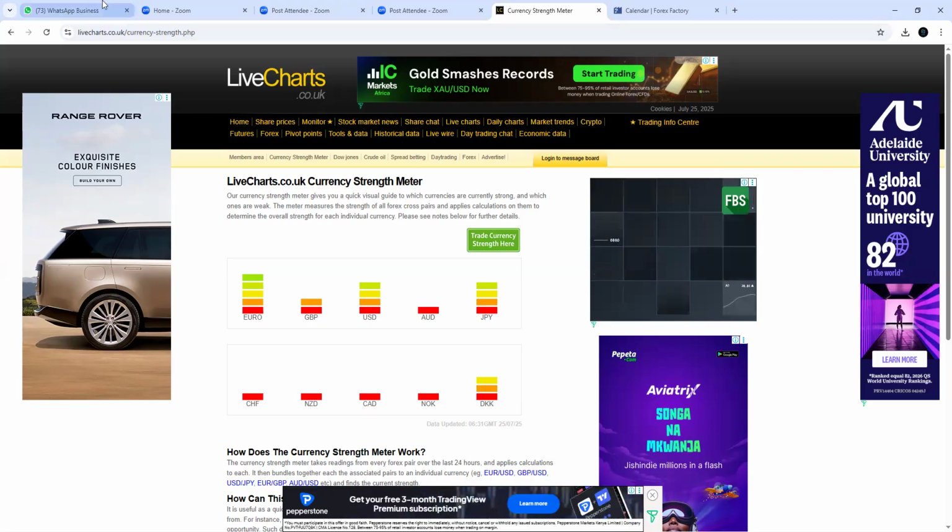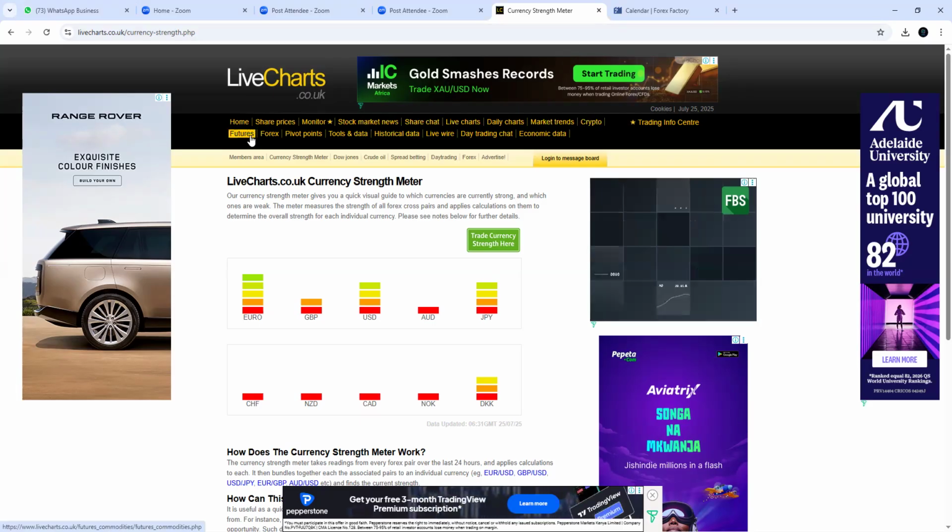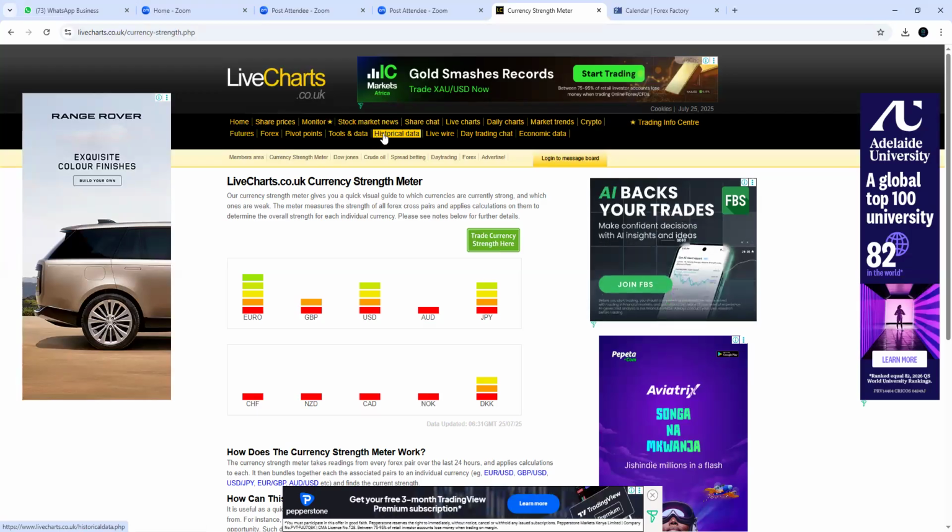Also there is a lot of information here. You can get stock market news, share your chart, see live charts, daily charts, and what is happening in the market. You can also take a look at what is happening in the crypto space. If you're a Forex or futures trader, you can get that information from here too. You can also look at historical data, what happened last year, what happened last month, and you're going to get so much information about this.